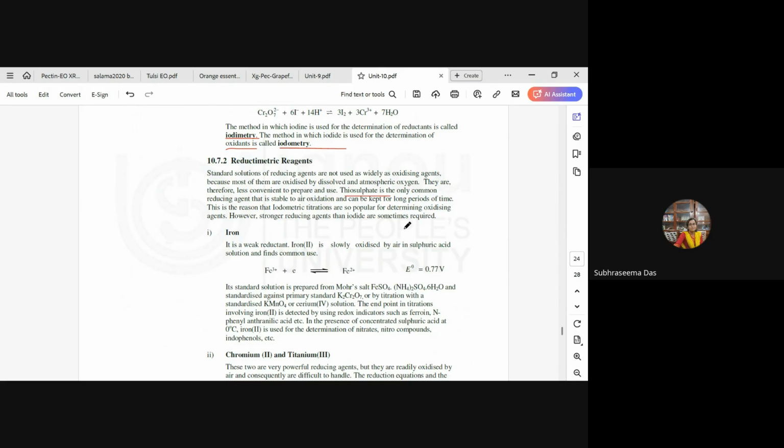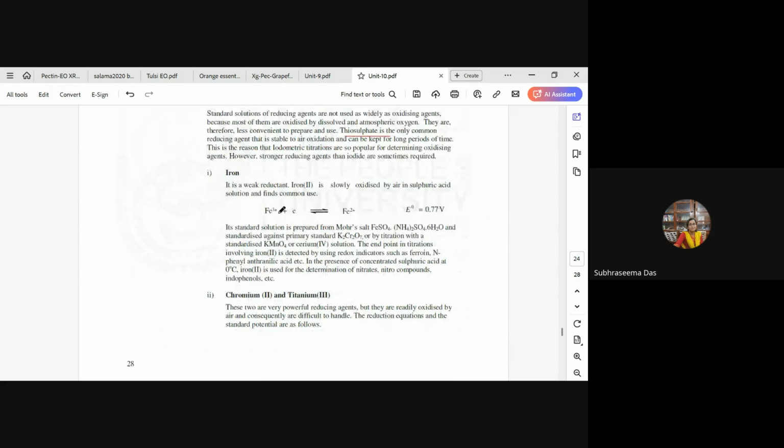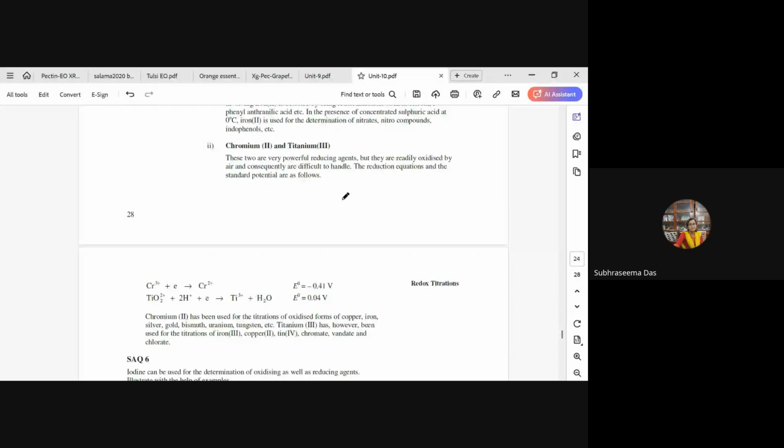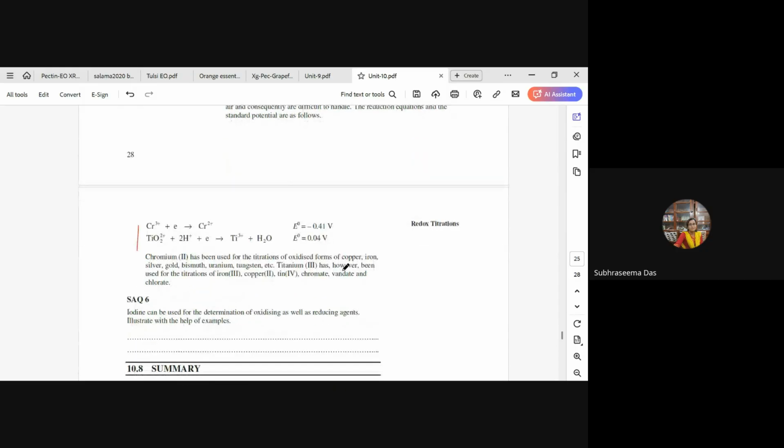However, some reducing agents stronger than iodine are sometimes required, like iron. It is a weak reductant. It is slowly oxidized by air in sulfuric acid and finds common use. Then chromium and titanium, these two are very powerful reducing agents, but they are readily oxidized by air and consequently are difficult to handle. The reaction equations have been shown here. Chromium has been used for the titration of oxidized forms of copper, iron, silver, gold, bismuth, etc.